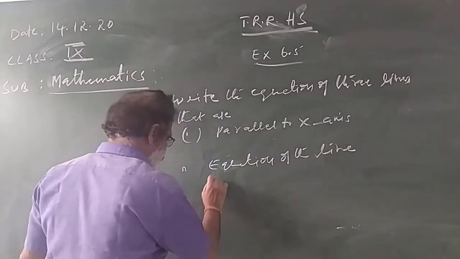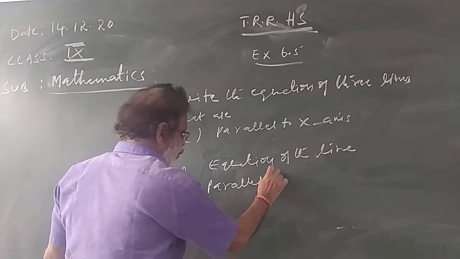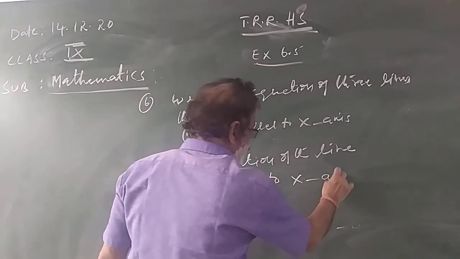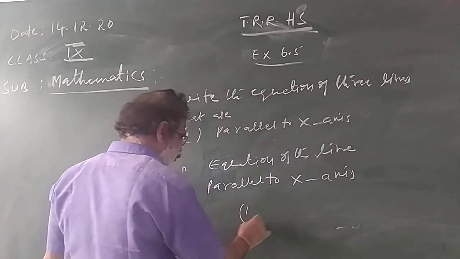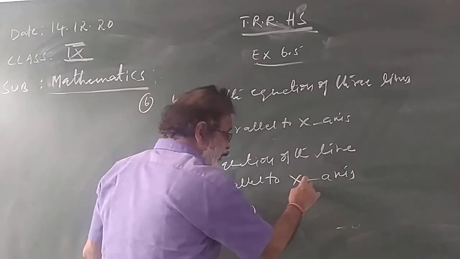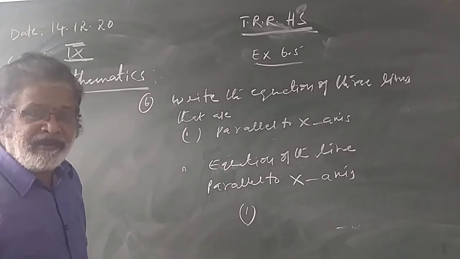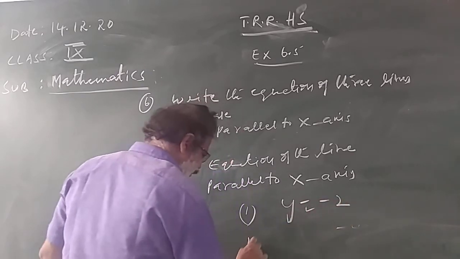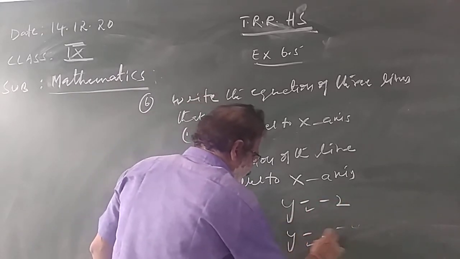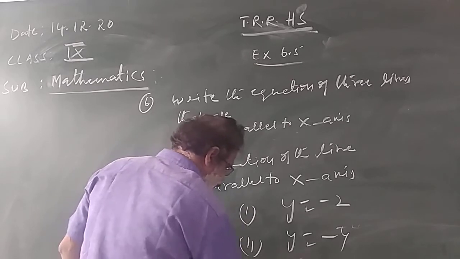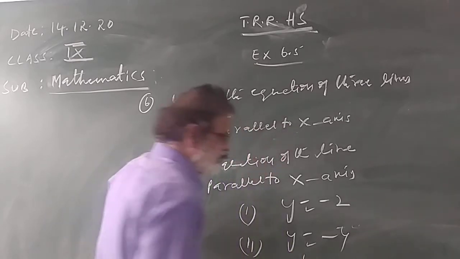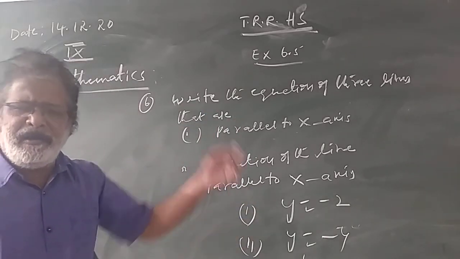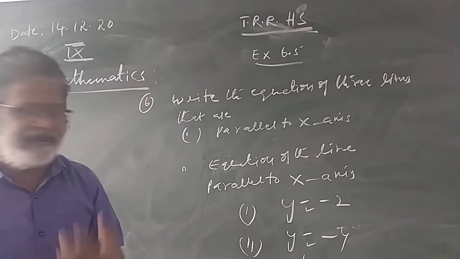The equation of a line parallel to x-axis, how many do you want? 3. Parallel to x-axis will be in the form of y is equal to. Y is equal to minus 2. You can write any example. Y equal to minus 4. Y is equal to 5. All y is equal to forms are parallel to x-axis. All x equal to forms are parallel to y-axis.